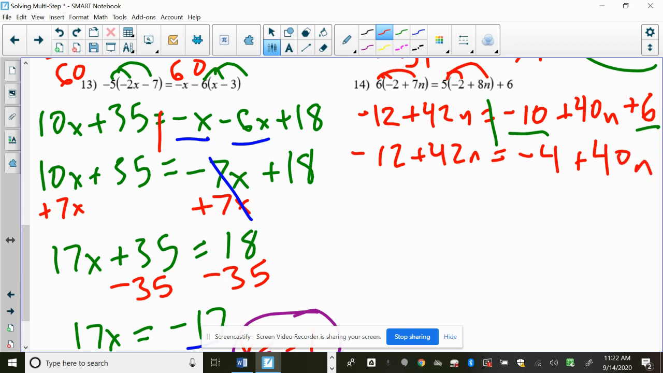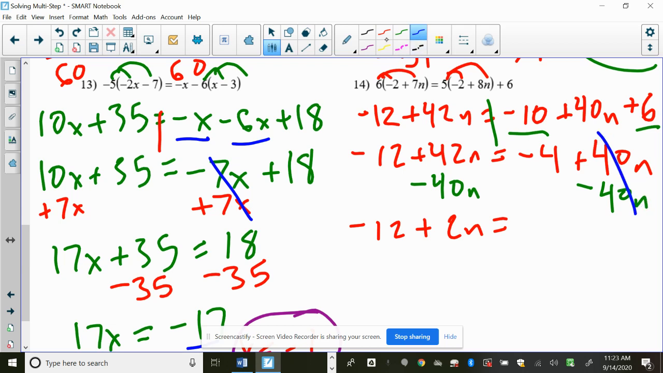Okay, now we have numbers on both sides, variables on both sides. So next we get rid of the smaller variable. So next let's get rid of this plus 40n. So we subtract 40n on both sides. So on the left we'd have negative 12 plus 2n equals, over here these 40n's cancel, so we're just left with negative 4.